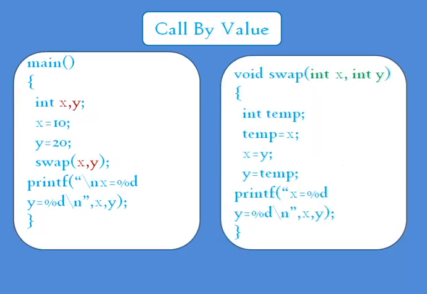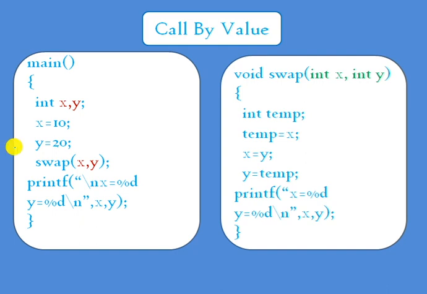Now we will understand what is call by value. Call by value, as the name itself defines, means we are calling a function by sending values. So here I am having a function main which is used to swap two integer variables. This is a simple demonstration program for call by value. The intention of this program is swapping two integer values.